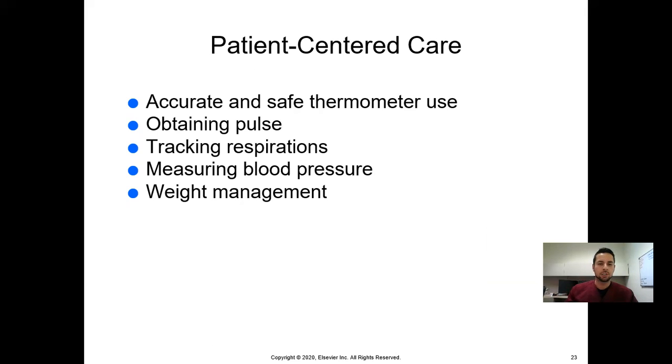And then measuring blood pressure, know what systolic and diastolic are, and the patient's going to ask you, well, is that good? Is that bad? What does that mean? So make sure you know how to explain blood pressure effectively to them.